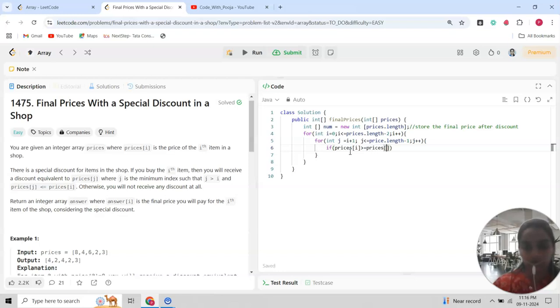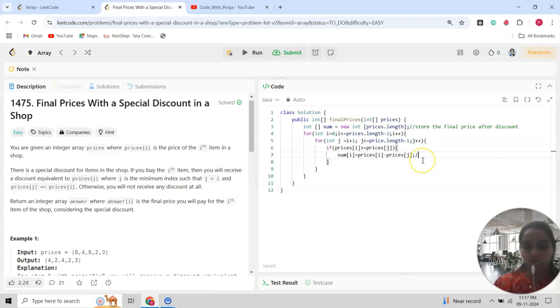Prices of j. If this one happens, so what do we have to do? We have to just put nums[i], the array which will store the final price. I will copy and paste from here. What will happen? The price of i minus the price of j.